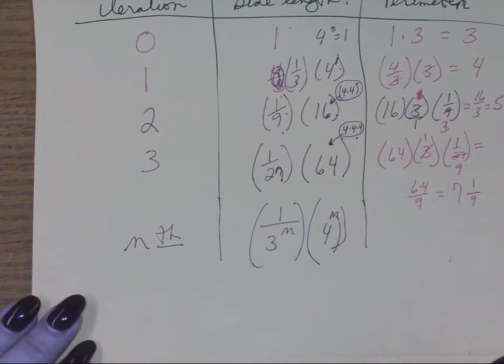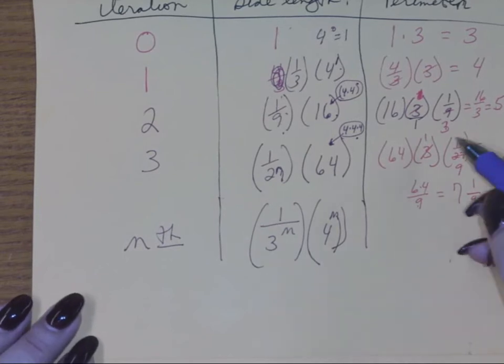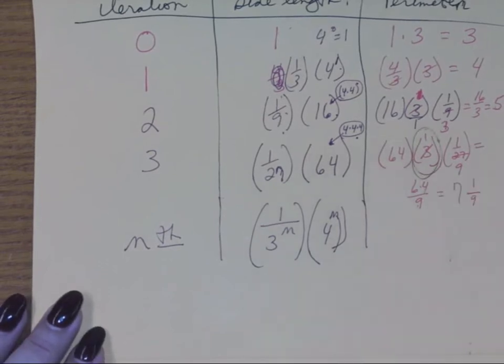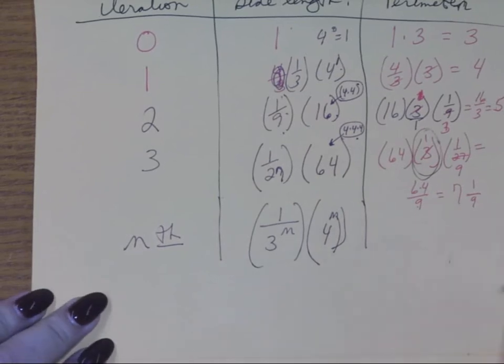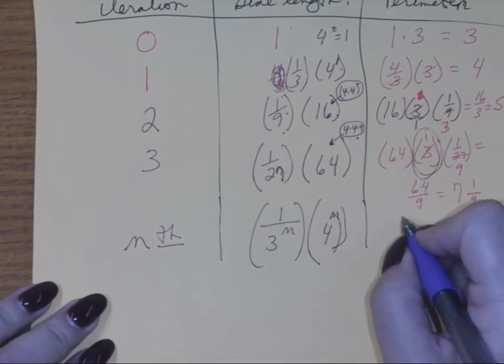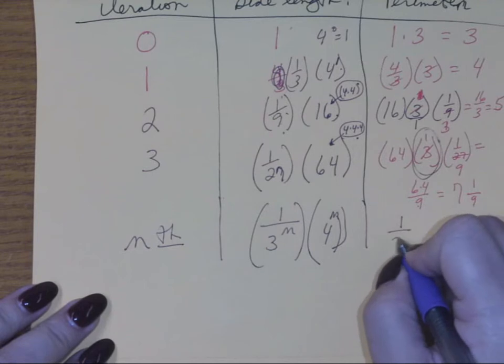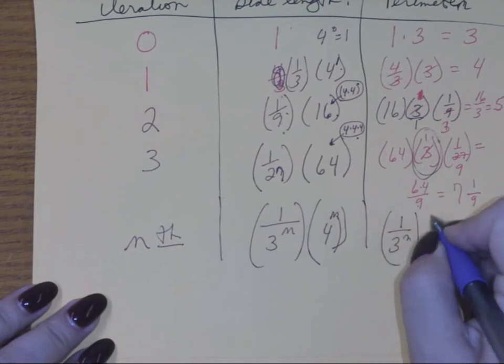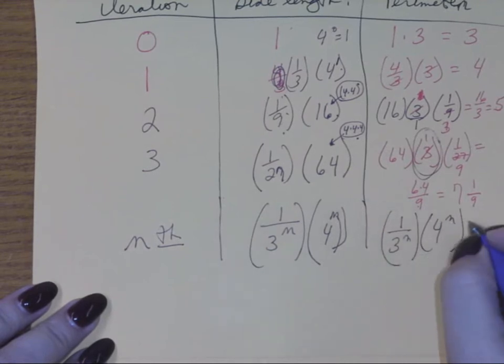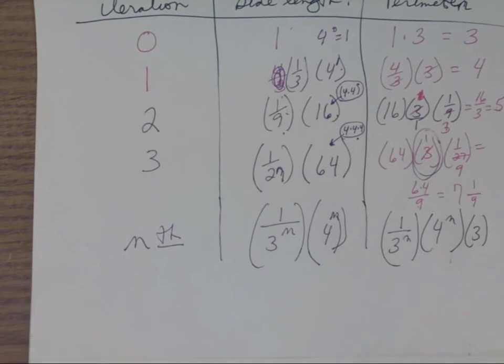Okay. And then what am I doing with it? Then I'm multiplying the whole thing times a 3 because I did it 3 times, right? Okay. So 1 over 3 to the n times 4 to the n times a 3. Or if you were really thinking about it and you wanted to, you could stop right there because we've got a really good formula going on here.